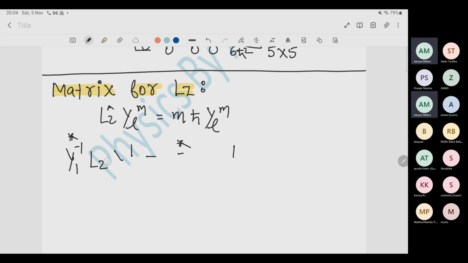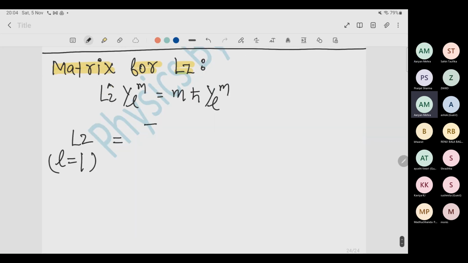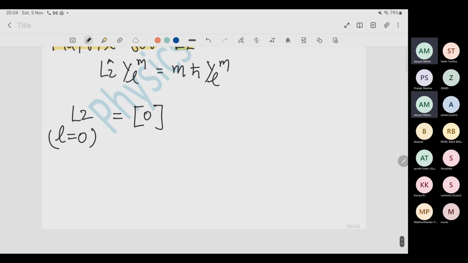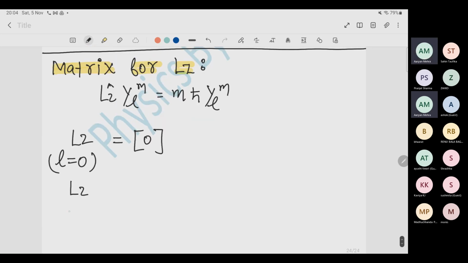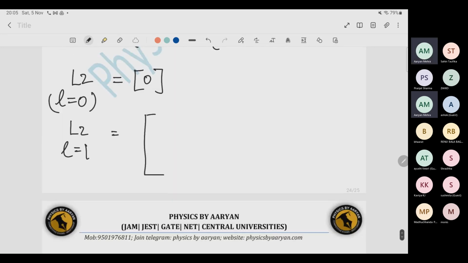Without doing any difficult calculations, let's find Lz for L equals 0. For the sense of completion, let's start from 0 so that we get the complete picture. So it will be 0. Very simple. Now let's find it for L equals 1. Now the diagonal elements are not the same. What will be the diagonal element for the first term? Here the first term is Y_1,-1 with Lz Y_1,-1. All other terms are 0.